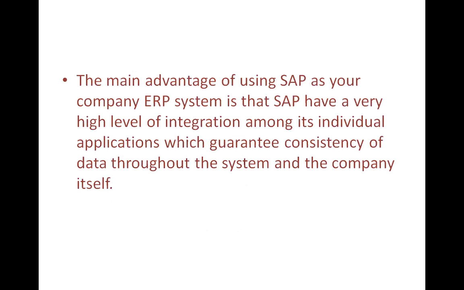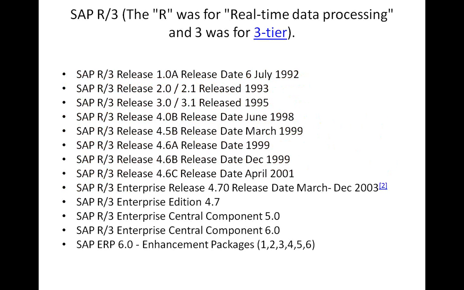The main advantage of using SAP as your company's ERP software is a very high level of integration among its individual applications, which guarantees consistency of data throughout the system and the company itself. The main thing is integration between the modules. So these are the releases of SAP. SAP R/3 means 3-tier architecture, where R means real-time data processing.